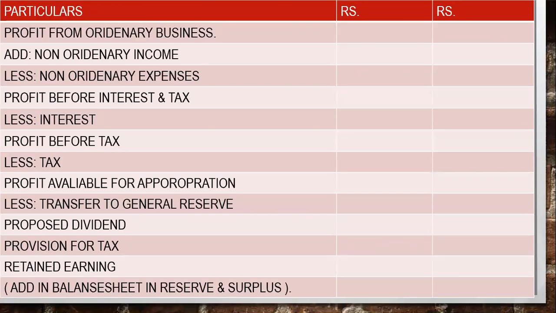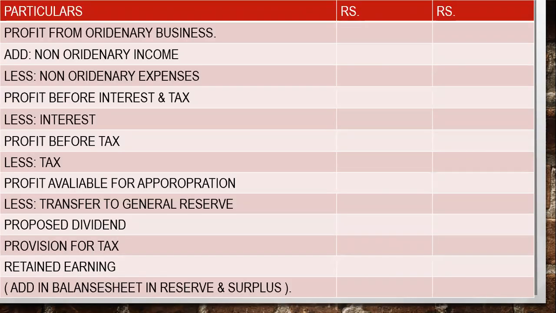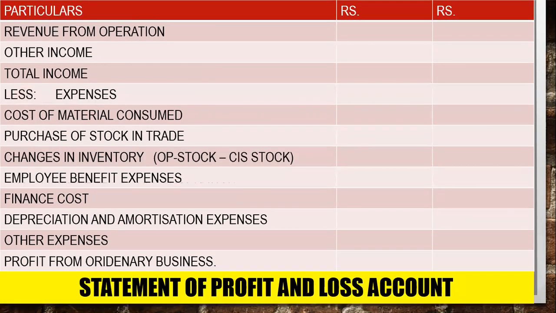This is the statement of profit and loss account. This is the first page of the statement, and this is the second page. We'll discuss the first page first, then the second page. First is revenue from operation. We have studied the normal profit and loss account horizontally. This is the vertical format, you can say.